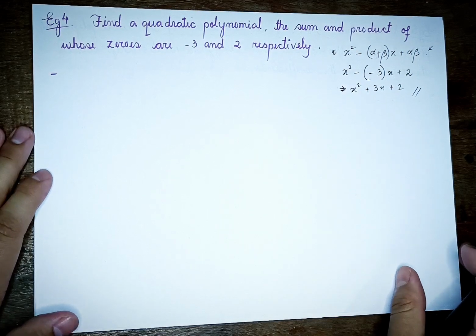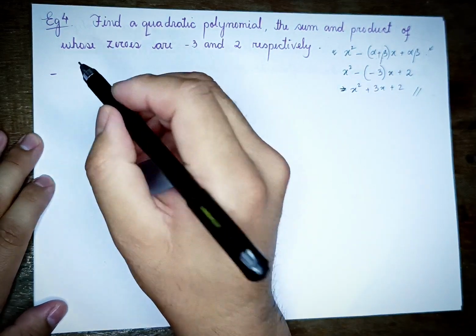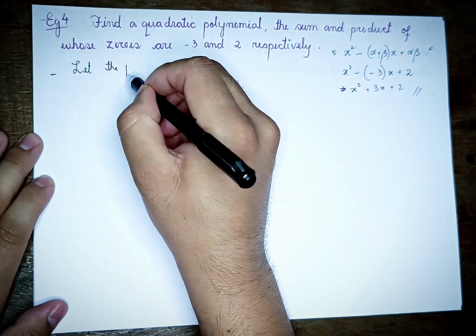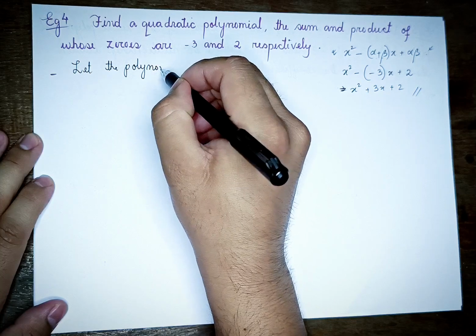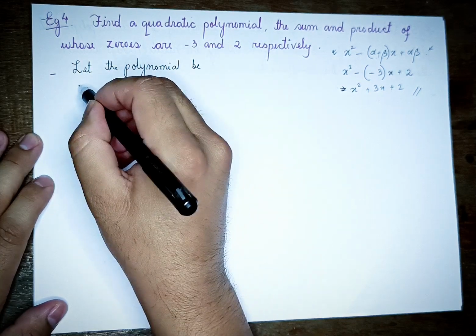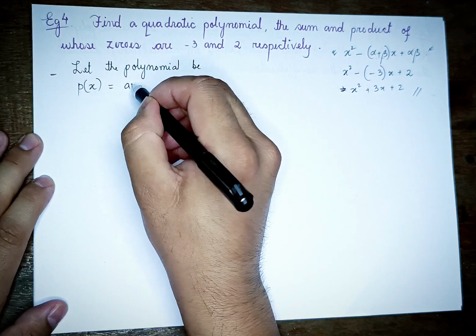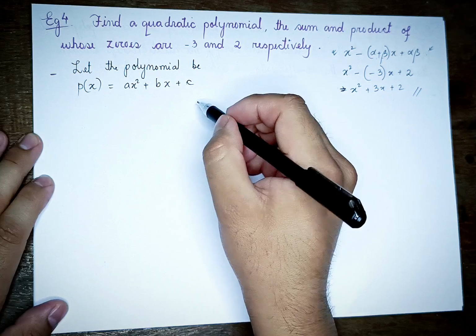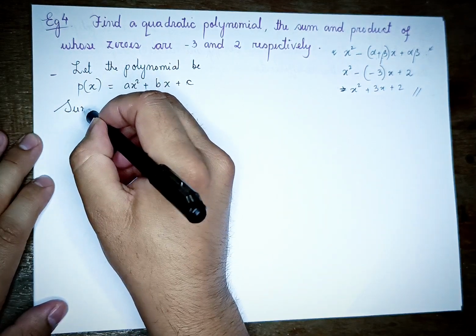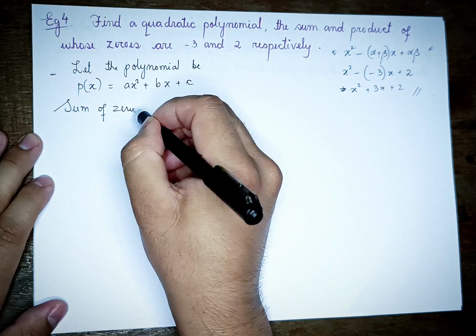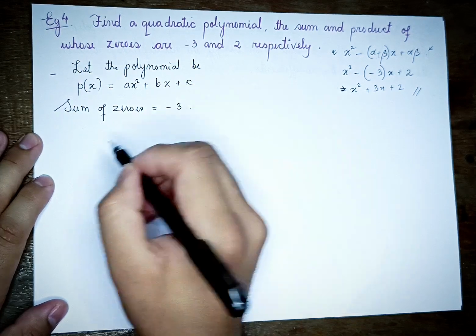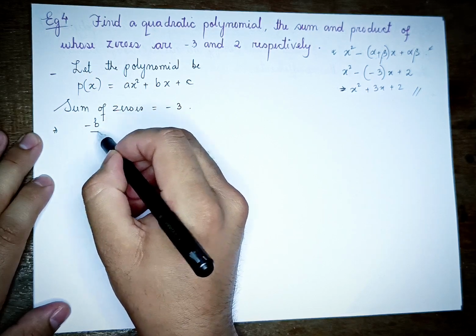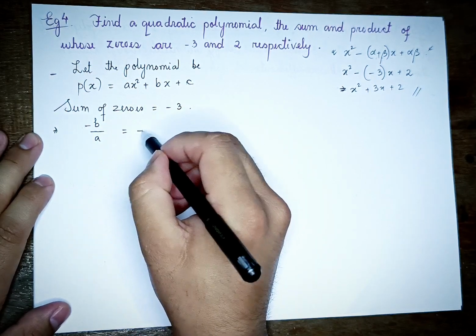But we are going to be solving in your book's way. So let the polynomial be p of x is equal to ax square plus bx plus c. Here we are given the sum of zeros. The sum of zeros is equal to -3. We know that the sum of zeros is minus b by a. So minus b by a is equal to -3.